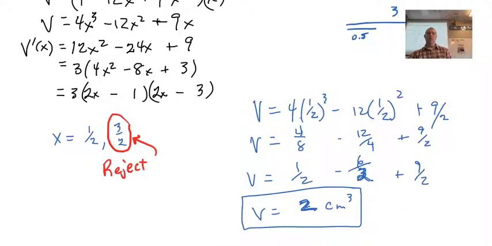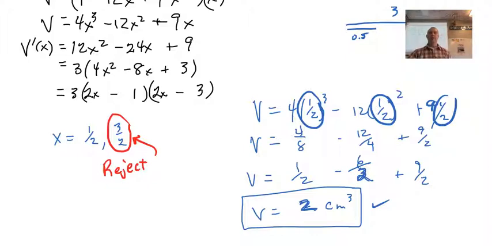So then you plug your 0.5 into the original volume function, and then this is 9 times 1/2. So you should get a volume of 2 cubic meters. That would be the maximum volume. Is that your whole answer? Well, the question asks what is the maximum volume that you can get out of this, and your maximum volume would be 2 cubic meters, yeah.